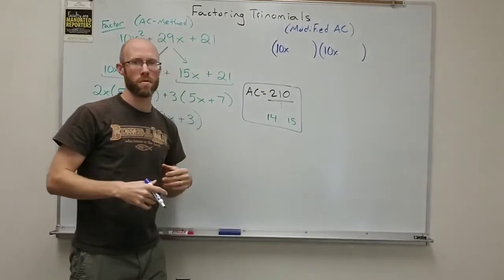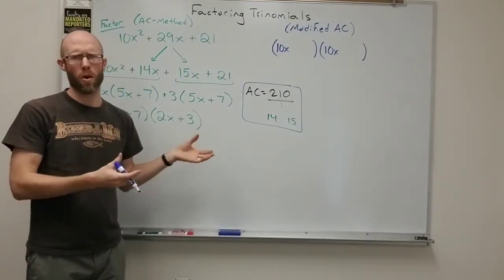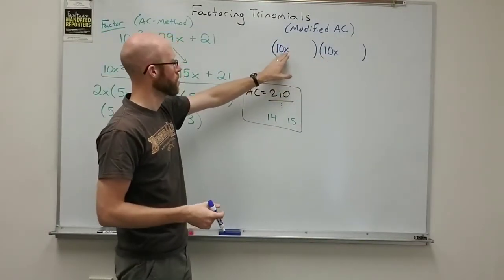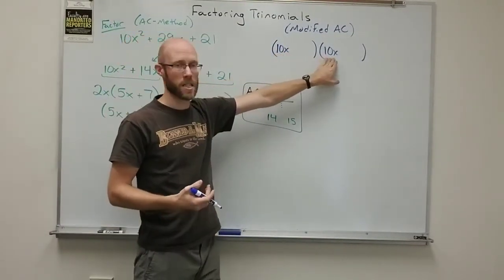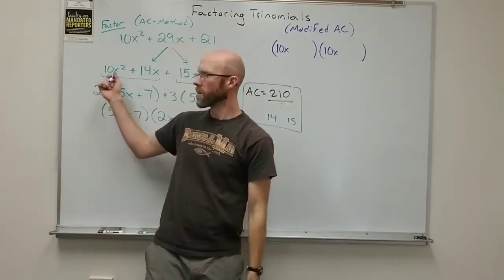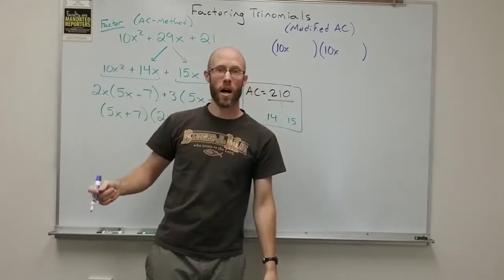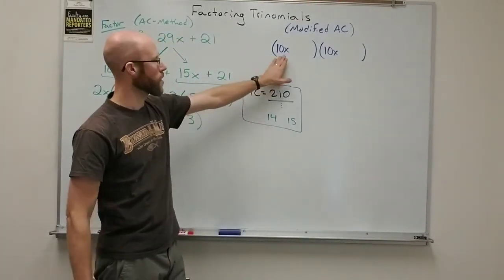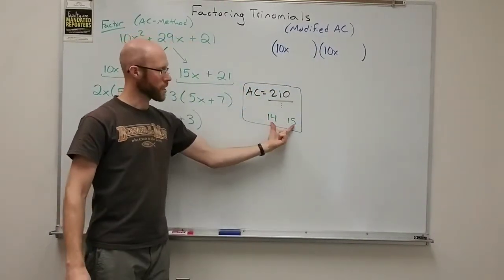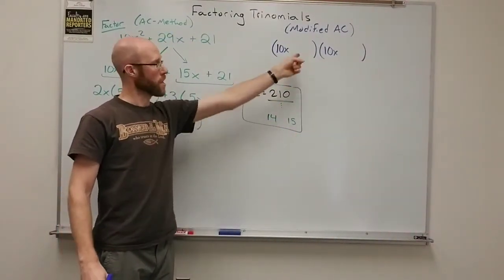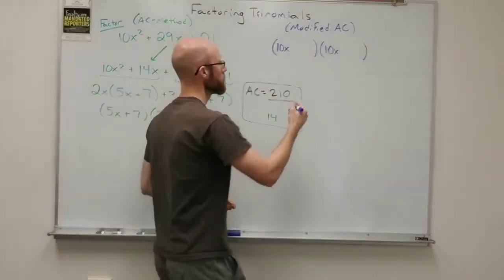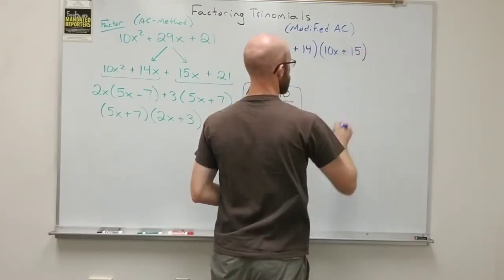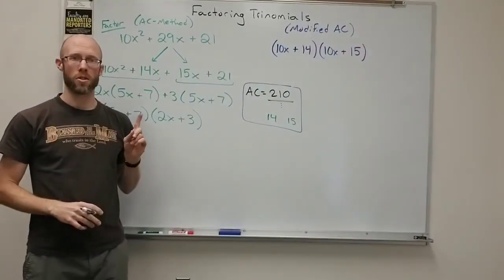Now that seems like that won't work. In fact, it really won't. I'll show you there's a trick to making it work. But if you were to think about this, 10x times 10x is 100x squared, not 10x squared, right? So I'm going to have to get rid of another 10 at some point, and I'll explain where that comes from. But right now I got 10x and 10x. Then I take these 2 numbers, the 14 and 15, and put them into the parentheses, okay? So it's going to look a lot like what we did when there was a lead coefficient of 1.